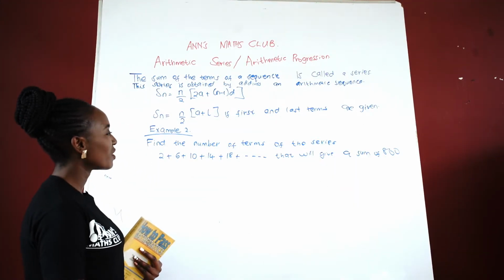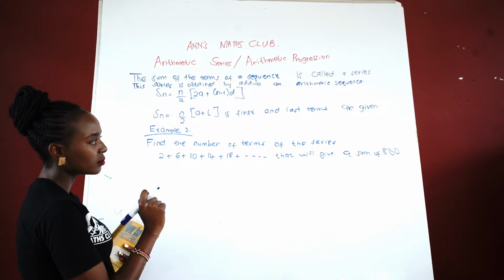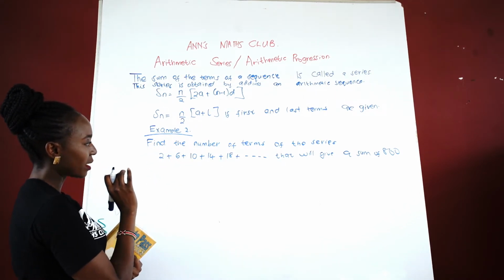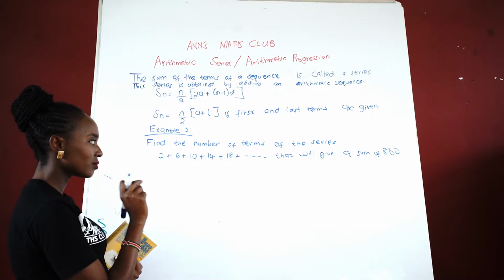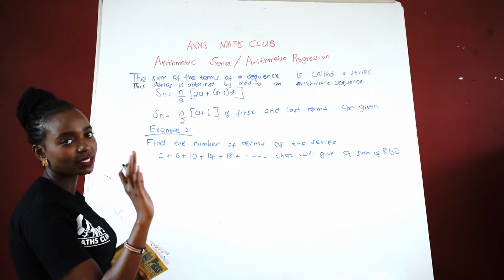Amazing. Let us move into example 2, and we've been told to find the number of terms of the series 2 plus 6 plus 10 plus 14 plus 18, going all the way. That will give you a sum of 800.